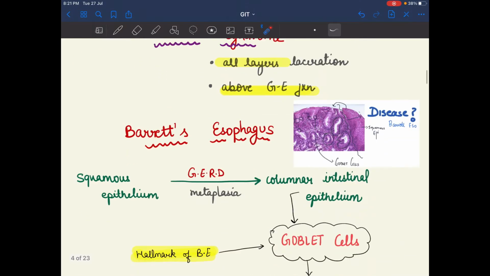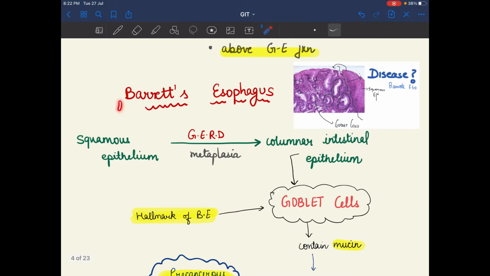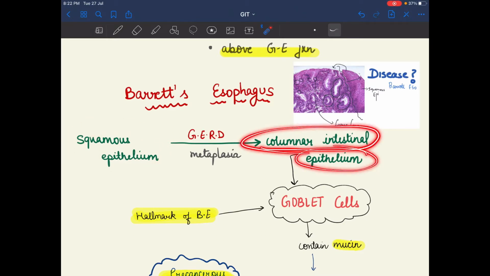Now the next disease is Barrett esophagus. So in Barrett esophagus, as we already discussed in the previous lecture also, metaplasia is going to take place. Metaplasia means there is conversion of one epithelium into another epithelium. So in Barrett esophagus, squamous epithelium is converted into columnar intestinal epithelium. Please remember, intestinal epithelium is present here.